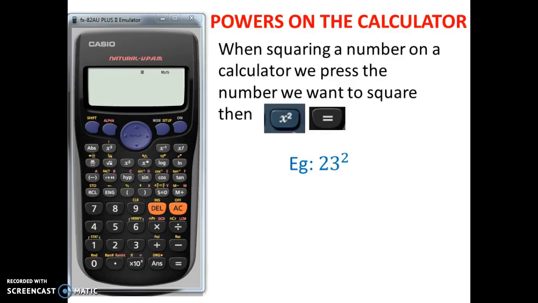Working out powers on the calculator is pretty easy. Basically, you just put your number in and then choose the particular kind of power. So when we're squaring a number, for example 23 squared, we press the 2 and 3 in for 23, and you go up to this top line here, press the x squared button, and then press equals to get your answer of 529.